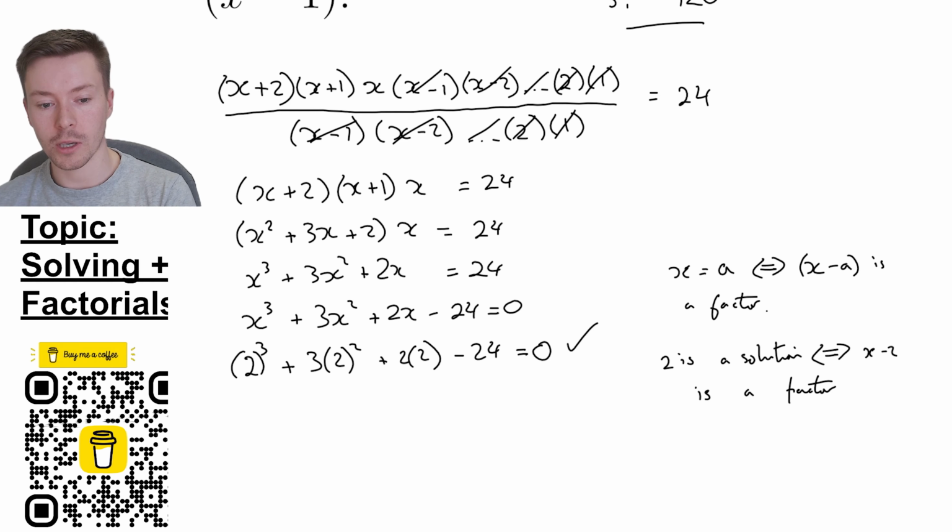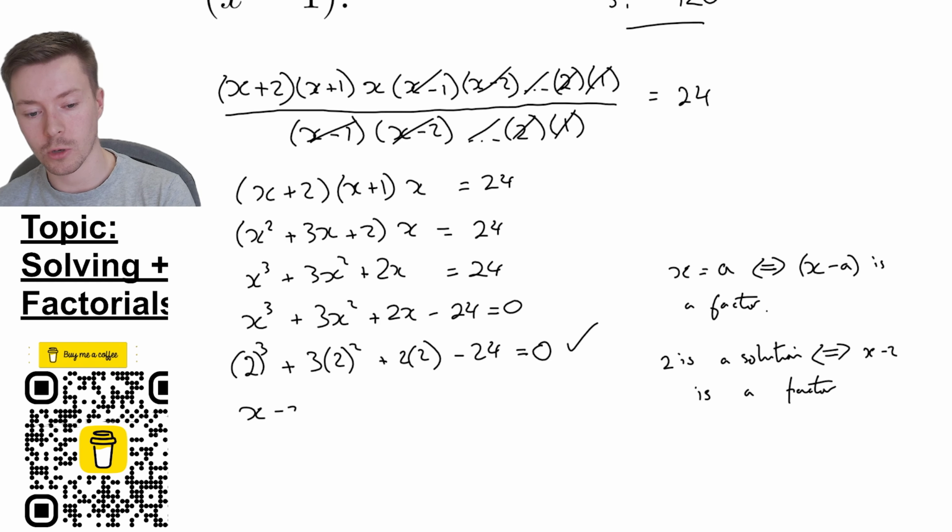Now that means I can rewrite this bit, but I'll leave it as it is. We know x minus 2 is a factor. So going from here to here, x minus 2 times by some bracket will give me this.